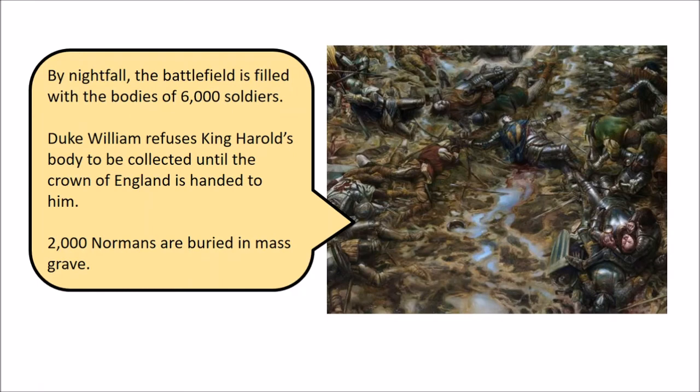William buried the 2,000 Normans that he lost in a mass grave, but he refused to allow the English to collect their dead, even refusing to allow them to collect King Harold's body, until they gave him what he wanted, the crown of England. Now we're going to pause there because you need to explain why William won that battle.